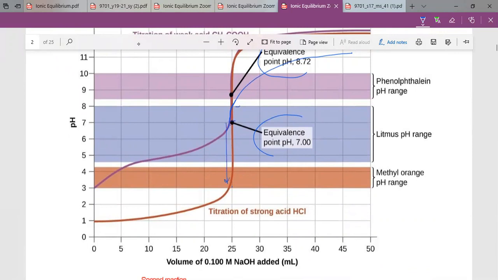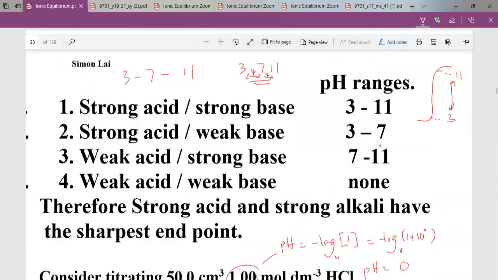There are actually questions on this. So see now, 3 to 11. For weak acid, weak base, there's none. They just go like that, there's no vertical line. It's very hard to find an indicator.